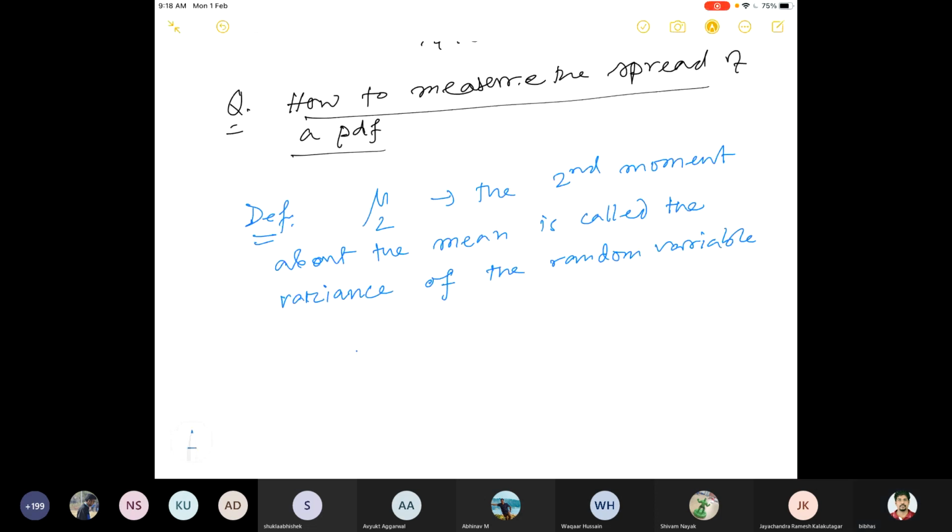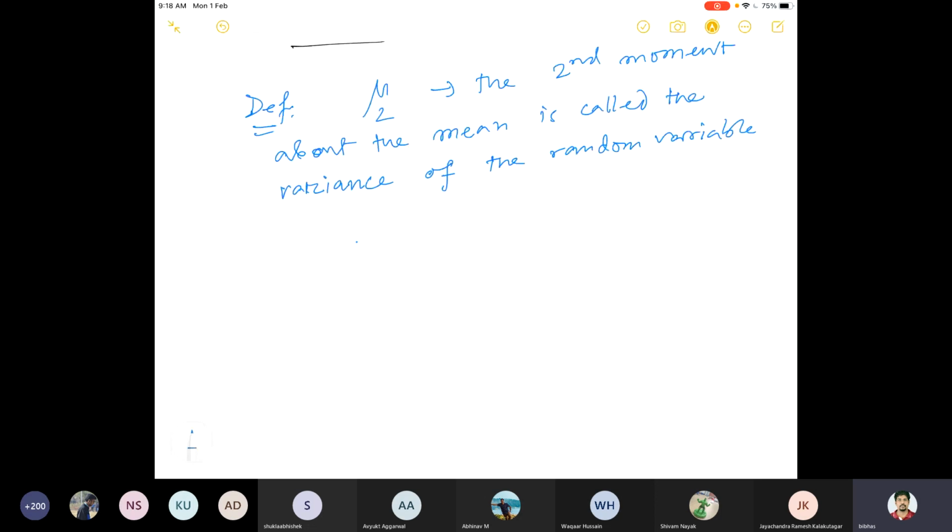A bad data set is one where these elementary statistics and parameters don't give any good insight about the data. If you do a course in machine learning, then you will see. Let me just say, suppose you have a set of data points and there are only two kinds of data points, okay?